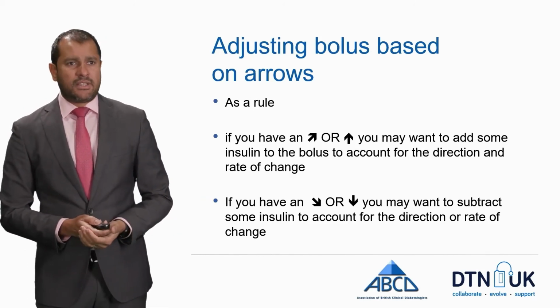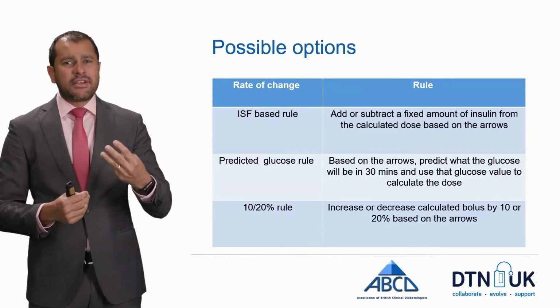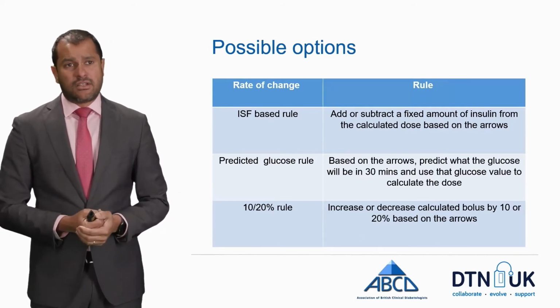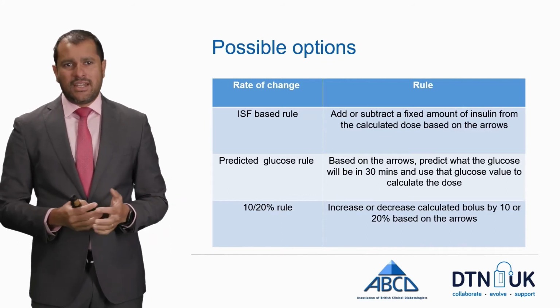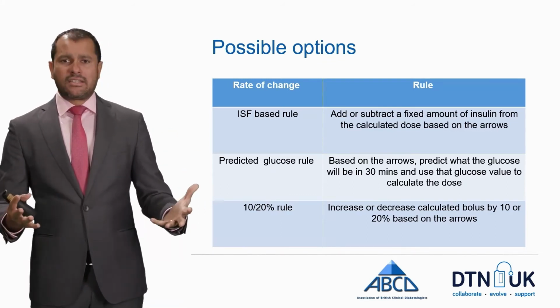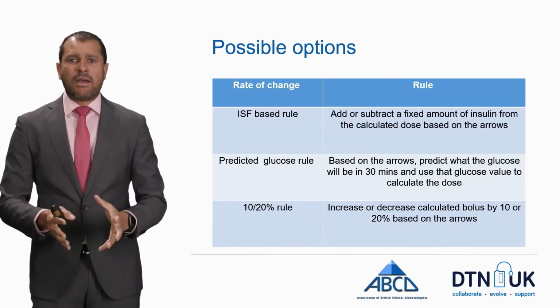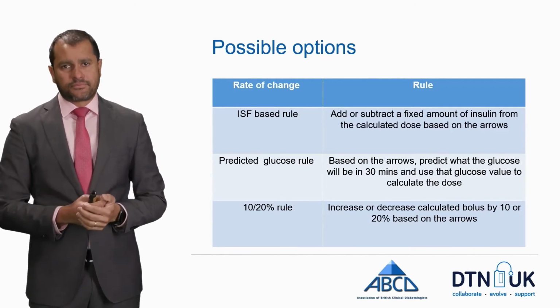In the literature, we found that there's about 3 different ways that people have tried or suggested for you to use that. The first is what we call the ISF, or the correction rule. Here, based on what your total daily insulin is or your correction factor is, you would add or subtract a fixed amount of insulin from the calculated dose based on what the arrows are saying.